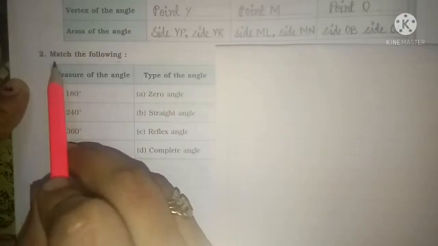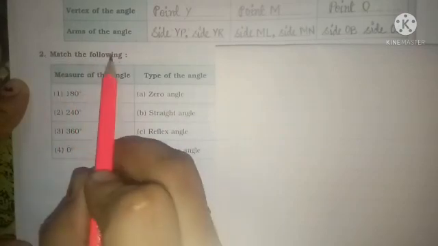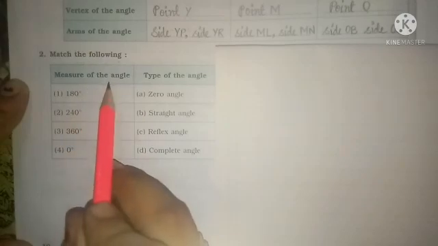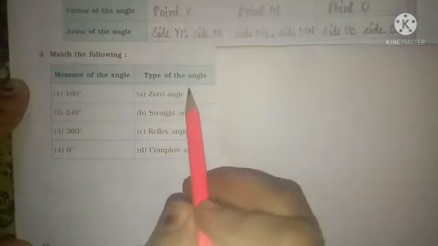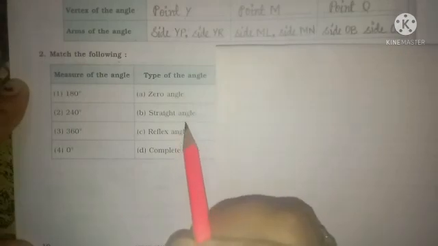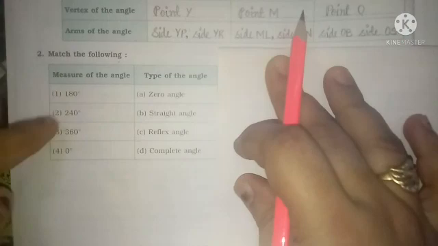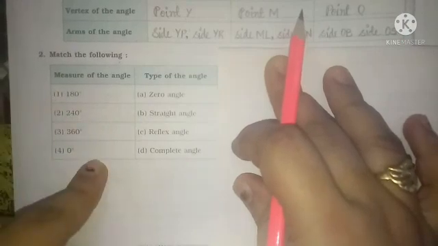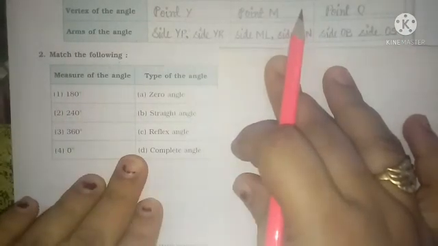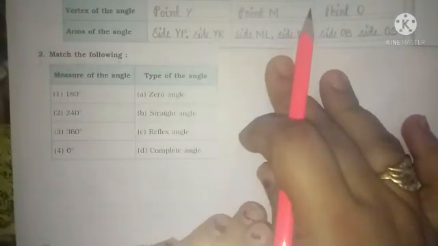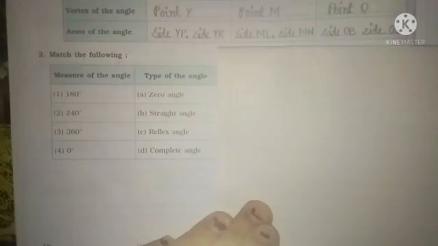In the question they are asking us to match the following. Here they have given the measure of different angles, and in the second row they have given the names of the angles. It means that we have to write the proper name in front of the measure of the angles. So before answering this question, let me explain more different types of angles.